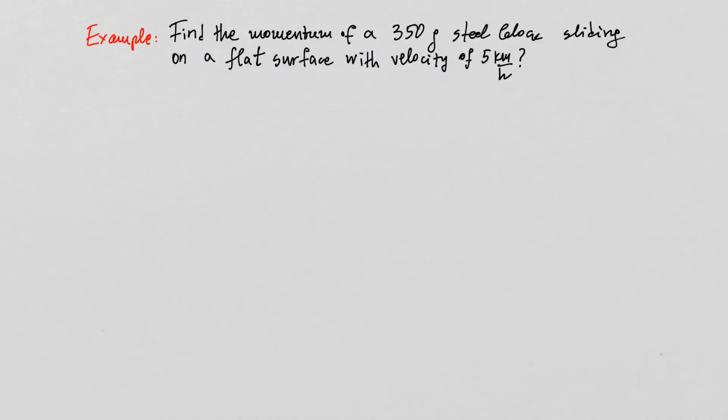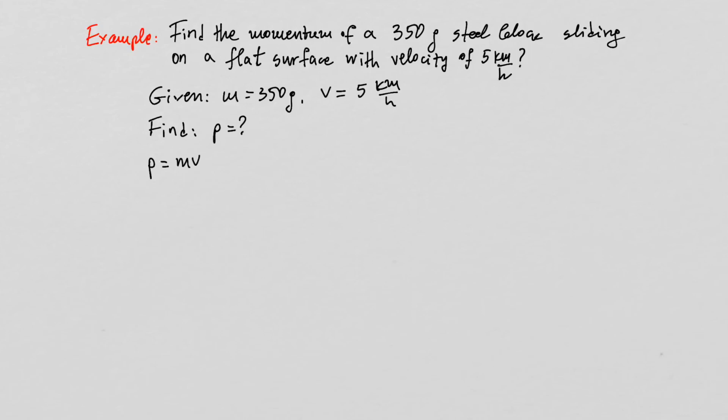Let's do one simple example of the application of the definition of momentum. Find the momentum of a 350 gram steel block sliding on a flat surface with velocity of 5 kilometers per hour. So we know the mass of the block, 350 grams, and we also know the velocity of the block, v, 5 kilometers per hour. What we are looking for is the momentum of the block. So we know that momentum is the product of mass and velocity.